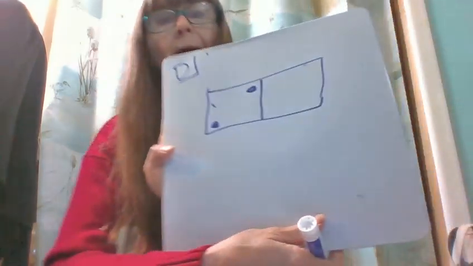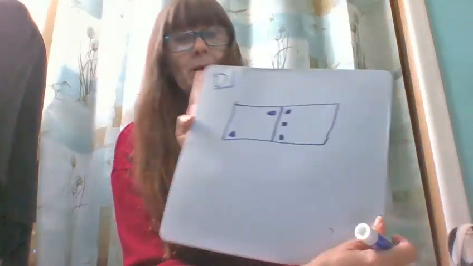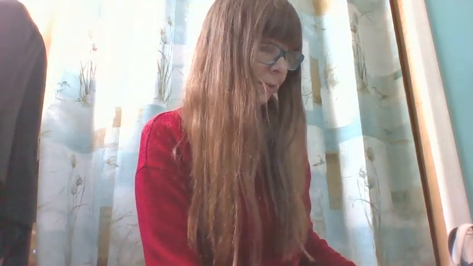So your domino that you're going to draw, and it doesn't matter which side you put first. Okay, in my case, I'm going to put the 2 first, like that, 2 dots. And then I'm going to put my 8 dots, which is 6 and 6.